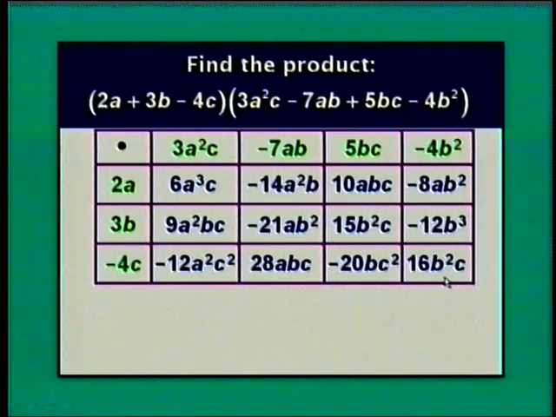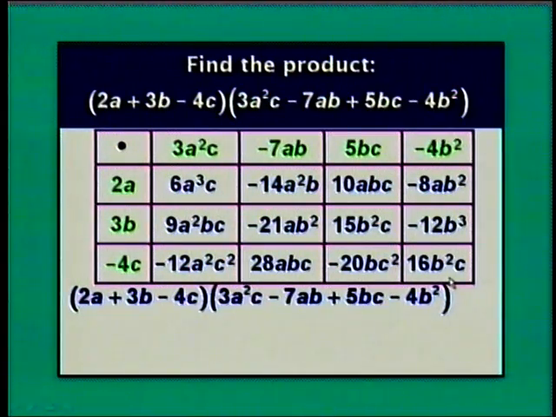That's a lot of terms. Let's see if we can find any like terms. So when I multiply 2a plus 3b minus 4c by the quantity 3a squared c minus 7ab plus 5bc minus 4b squared, what do I get?